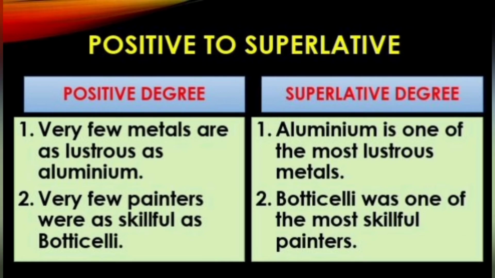But in the case of superlative degree, we see a difference. That is, the keywords "one of the" are used before the adjective. Okay, aluminium is one of the most lustrous metals. "One of the": before the adjective most lustrous, we are using the words one of the. Okay, keep in mind. Okay, I hope it is clear.